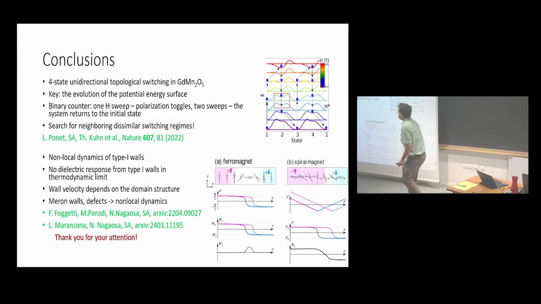That brings me to my conclusions. I hope I conveyed that there is hope to switch ordered materials not through nucleating domains, but through rotating the potential energy surface. And that could lead to some possibilities also for applications potentially. And then in the main part of the talk, I discussed how the domain walls in spiral magnets are ferroelectric, and there is non-trivial dynamics due to the twisting that's going on. Thank you very much.